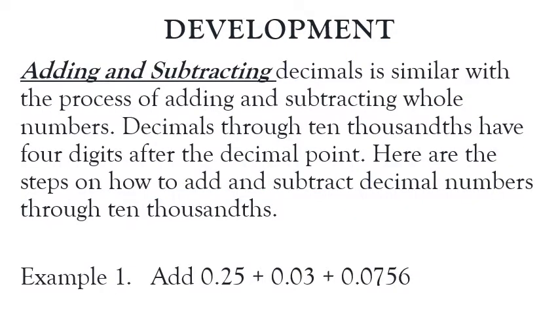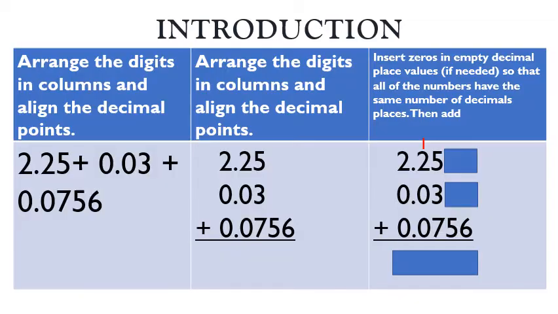Development. Adding and subtracting decimals is similar to the process of adding and subtracting whole numbers. Decimals through 10,000ths have 4 digits after the decimal point. Here are the steps on how to add and subtract decimal numbers through 10,000ths. Example 1. Arrange the digits in columns and align the decimal points. Insert zeros in empty decimal place values, if needed, so that all of the numbers have the same number of decimal places. Then add.